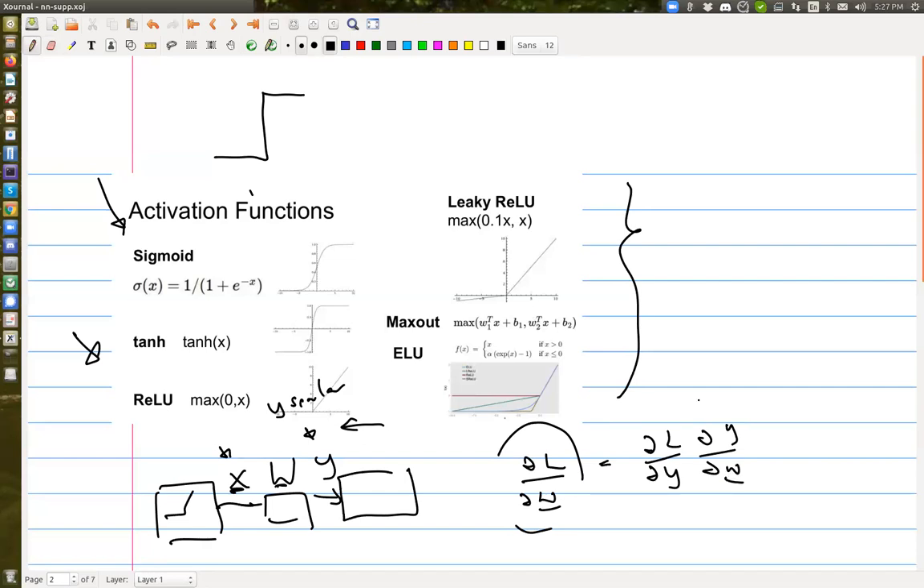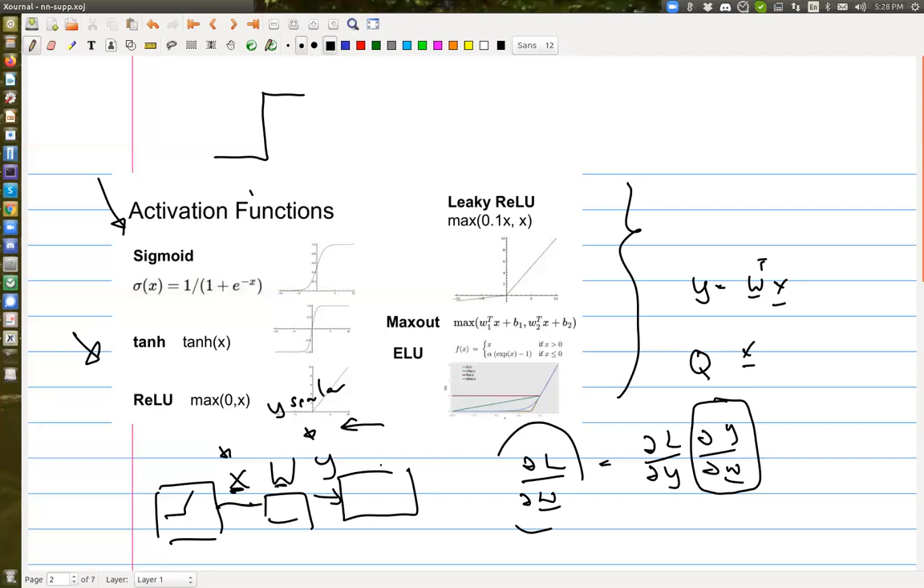So what's partial Y over partial W here? Should be very simple. This is simply X, right? Because Y is equal to WX, or more precisely, W transpose X, right?